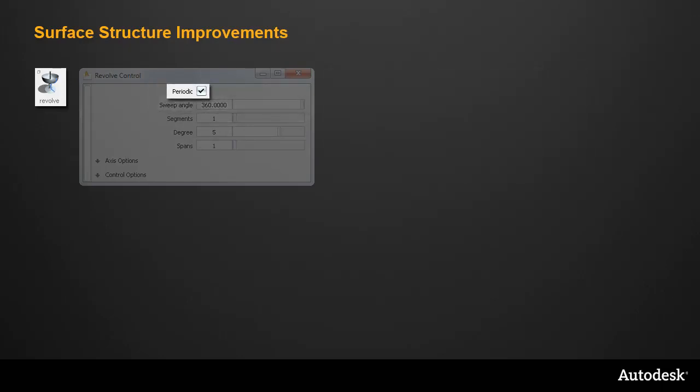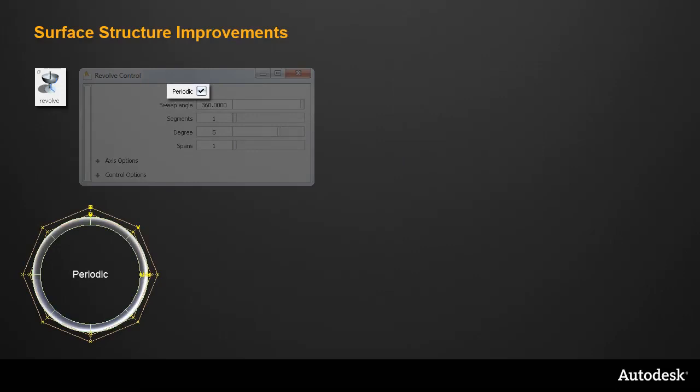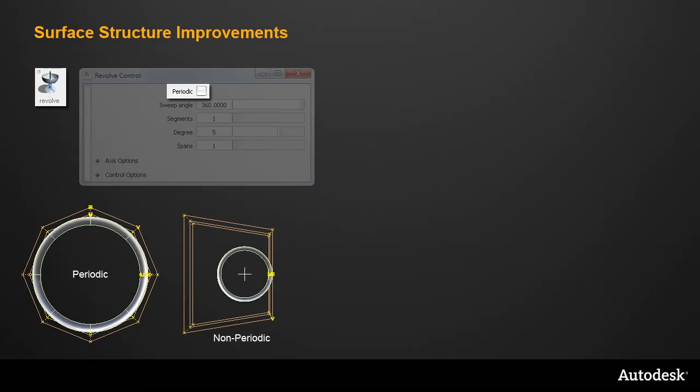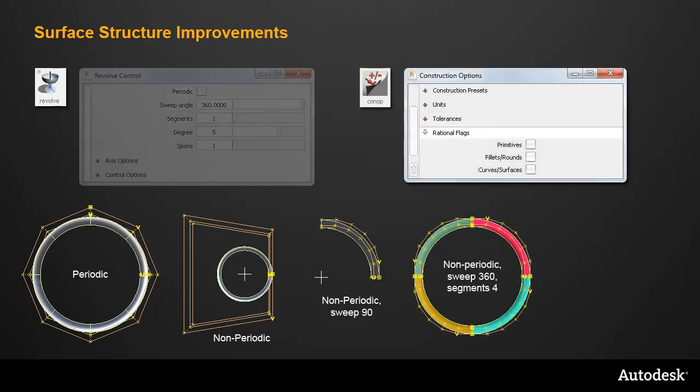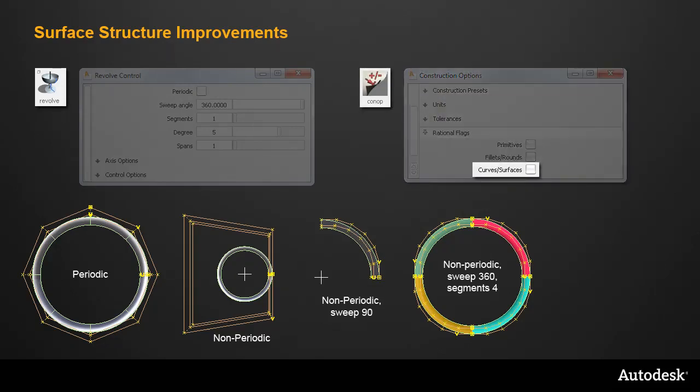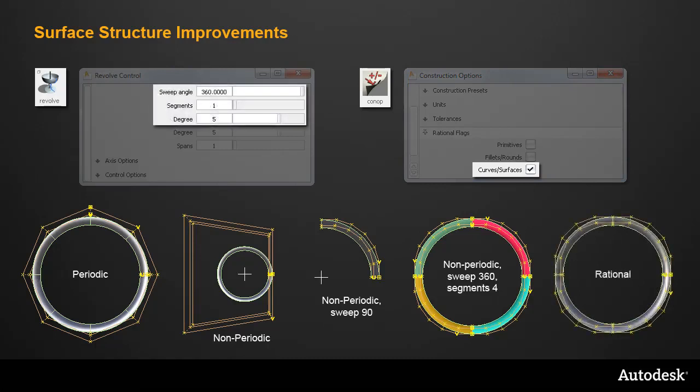Ticking this on gives you the same multi-span surface structure as the old Revolve tool. Choosing non-periodic creates an open surface, which you'll typically use with a smaller sweep angle to get a controlled single span. And there's a new segment setting, which divides your sweep angle into several separate surfaces of equal size. Now, so far, all of these surfaces have been created with the rational setting off in the construction options. If that's turned on, you get the same surface structure and accuracy as you always got with the old Revolve tool.